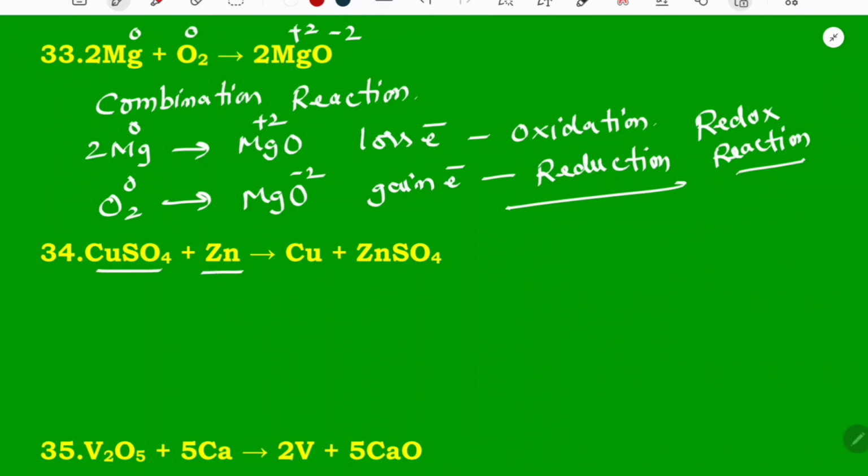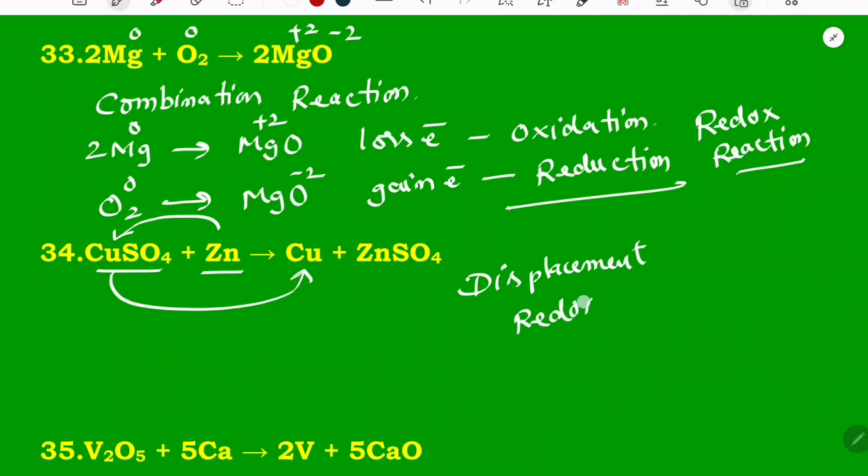Then you can observe here, one salt is there, one metal is there. Already we know displacement reaction. Zinc is a more reactive metal and copper is a less reactive metal. A more reactive metal can displace the less reactive metal. So here zinc can displace the copper from copper sulfate solution. This is what type of reaction? Displacement reaction. All displacement reactions are examples of redox reactions. Already we discussed redox reactions. So okay, next.